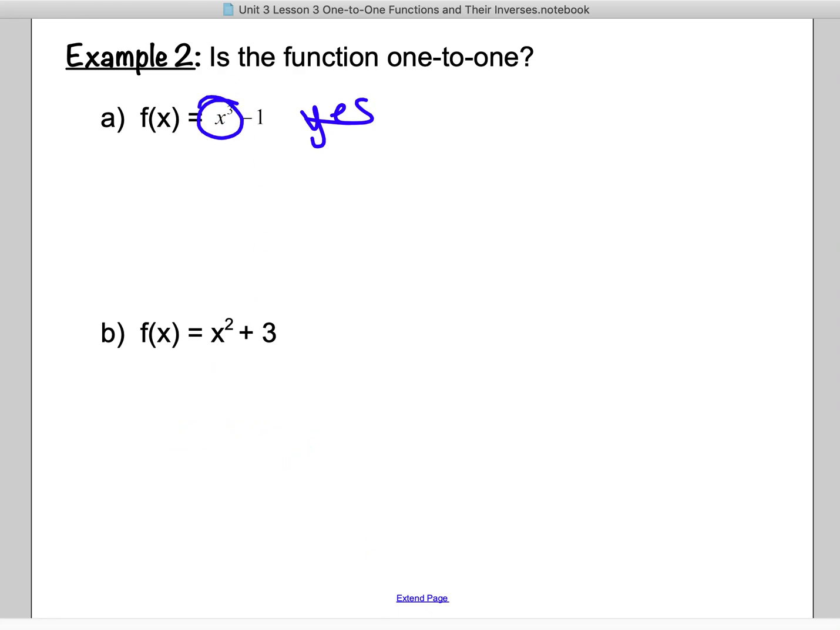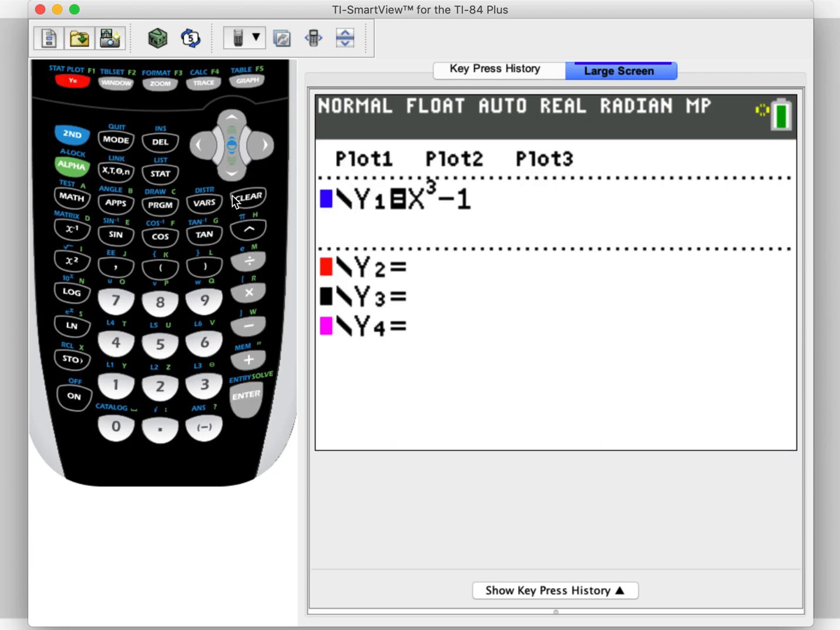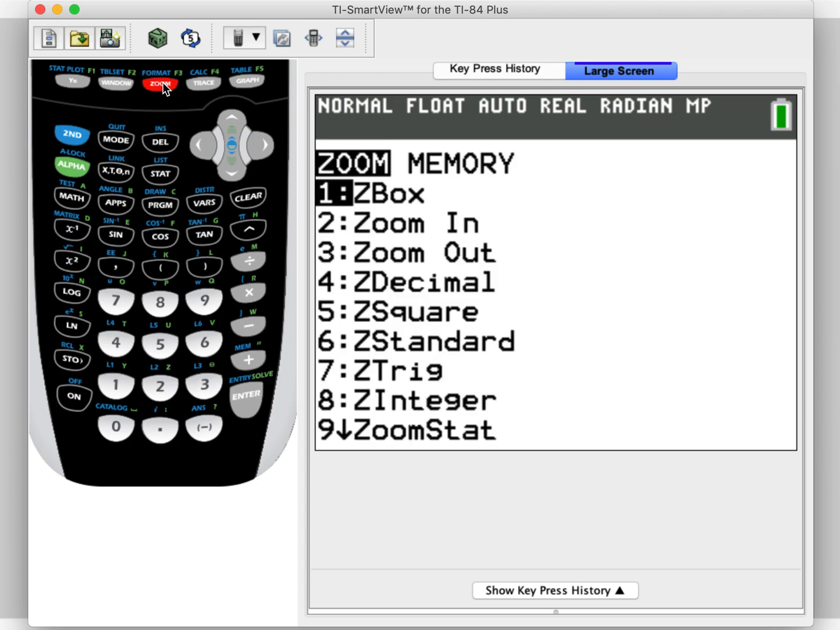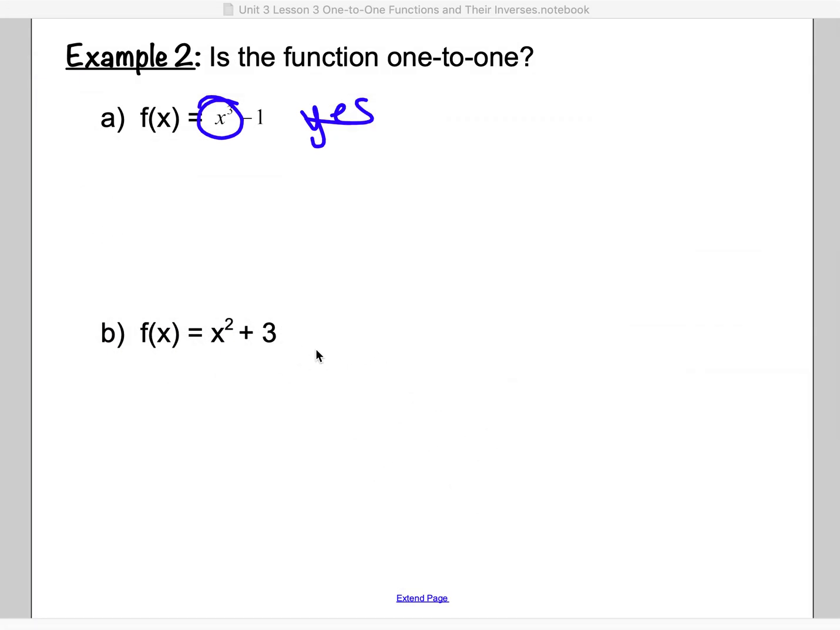The next function we have is x squared plus 3. So let's graph that one and check it out. And I'm going to change my window back to normal. The way you get your window back to normal is zoom number 6, the standard. It gets you back to -10 to 10, -10 to 10. Horizontal line test. If I were to run a horizontal line, would I pass? No, I would fail. So x squared functions, they do not pass the horizontal line test. So that one is no.